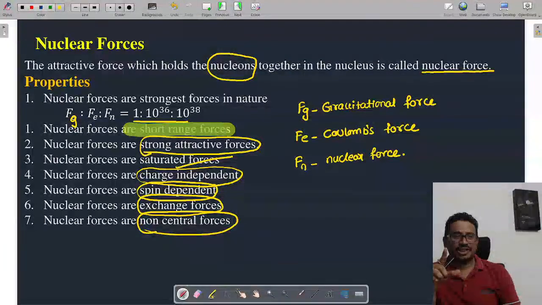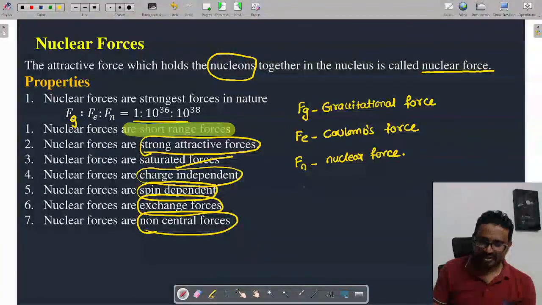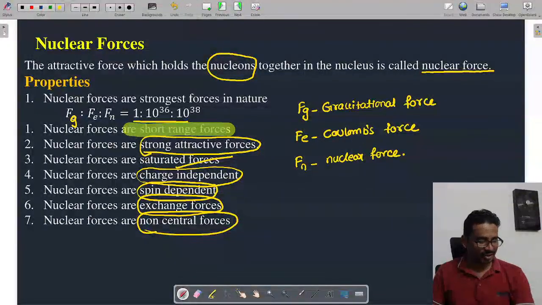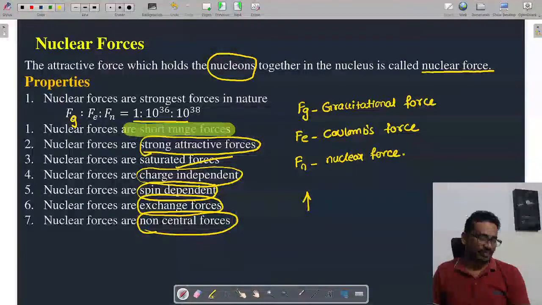Spin dependence means it depends upon the orientation. You might have heard about Pauli's exclusion principle. Have you heard it? In chemistry, you might have studied these things. Two types of spins are there. Upwards and downwards, we used to indicate, isn't it? So based upon the spin, the force values depend, in which direction it is orienting, either clockwise or anti-clockwise.